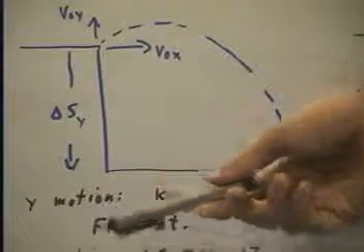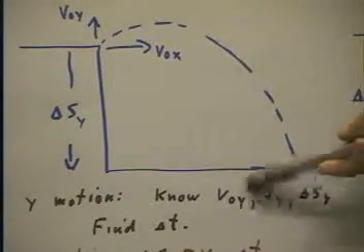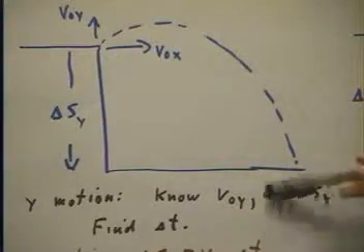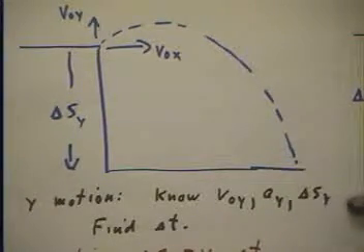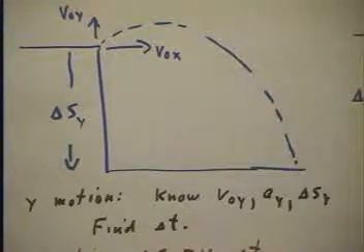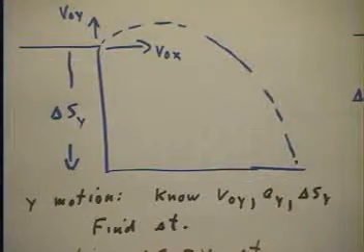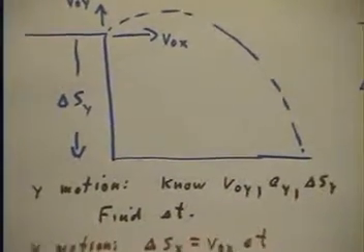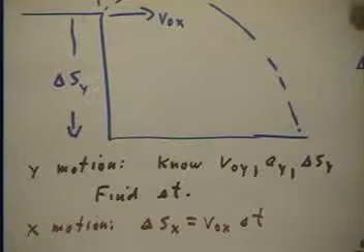So the y motion, we know the initial y velocity, assuming we knew the initial magnitude and angle of the velocity. We know the y acceleration, it's just the acceleration of gravity, and we know the delta s in the y direction. From these three things, we use the equations of kinematics and we find delta t in a very straightforward manner. Although sometimes we do have to solve a quadratic, that shouldn't be any traumatic experience at this point in the course.